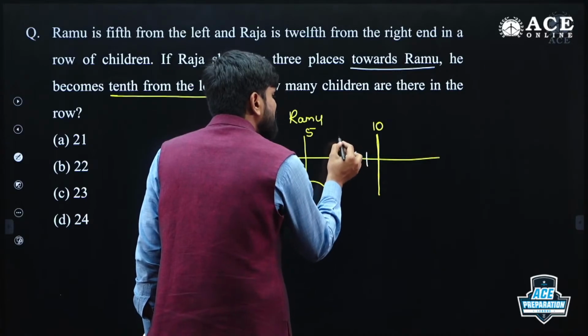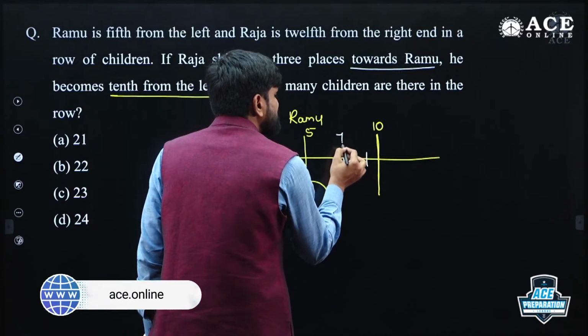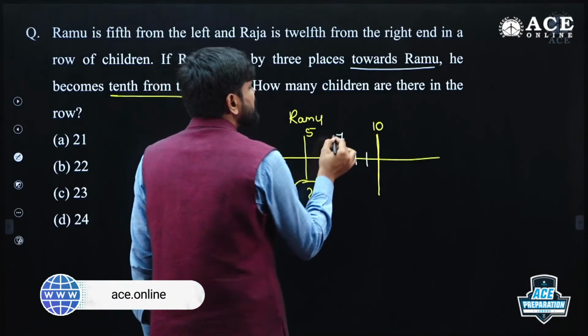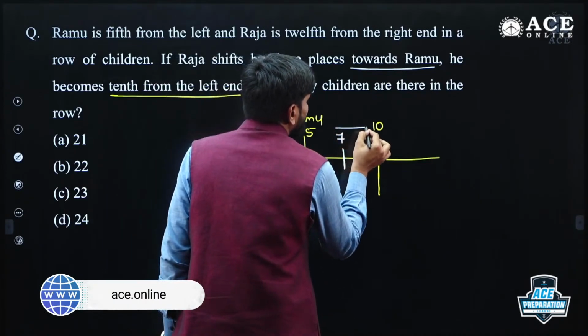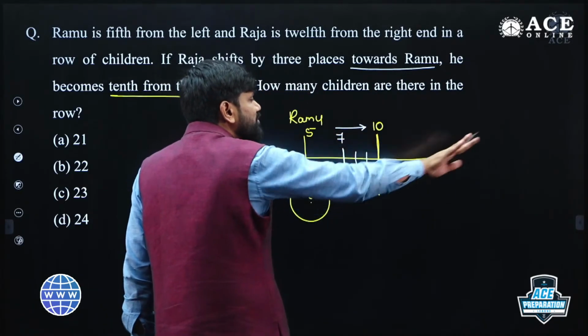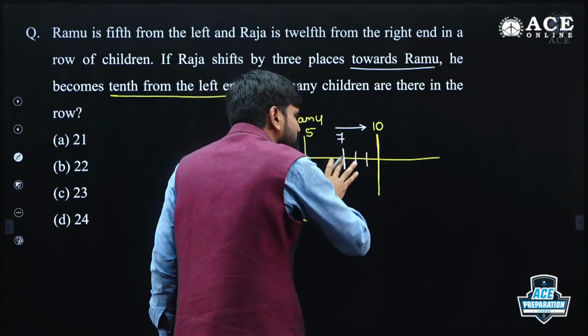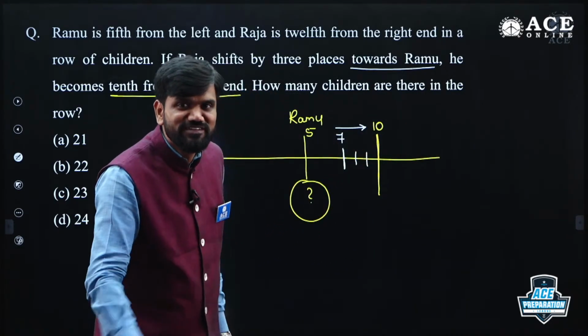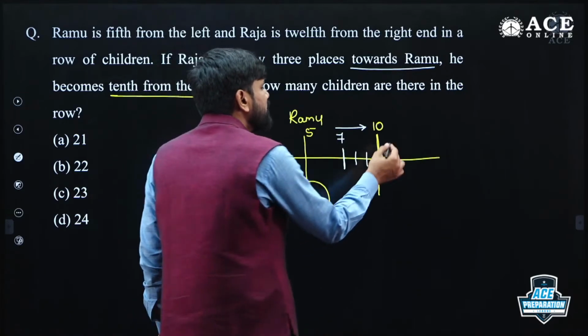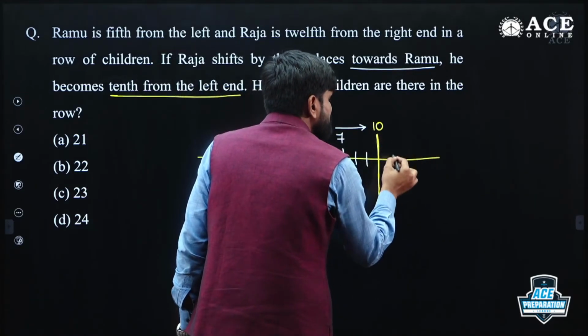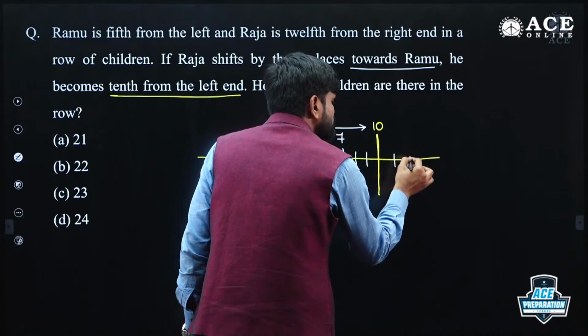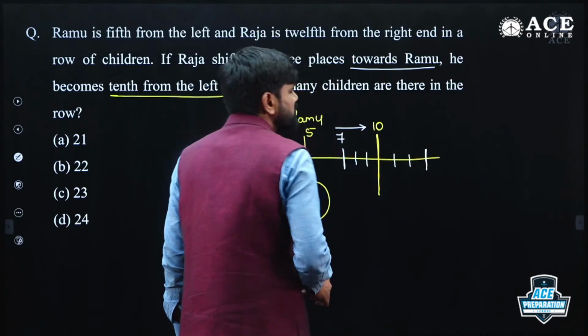So Raja was earlier at 7, let us say. If Raja was earlier at 7 and after shifting he is becoming 10, he is not going towards Ramu, he is going away from Ramu. So Raja being here originally is not possible. Further, he may be 3 places away from this 10 on that side: 1, 2, 3. Raja might be here originally.